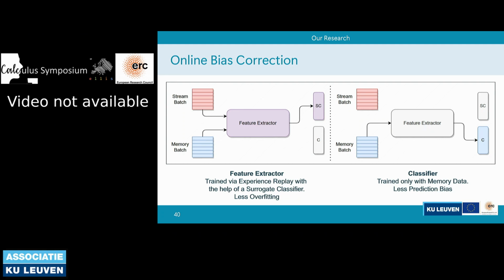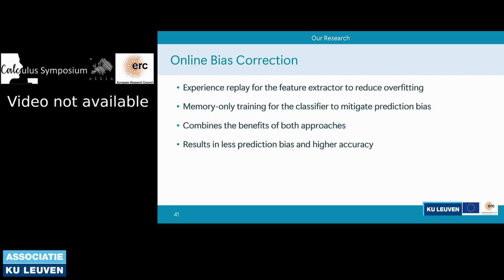data. And because we do this in two different steps, we get both the less overfitting that we get from experience replay and the less prediction bias that we would get if we were to train our model only with memory data.